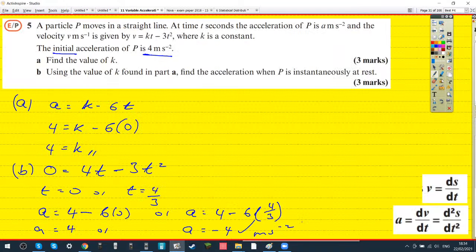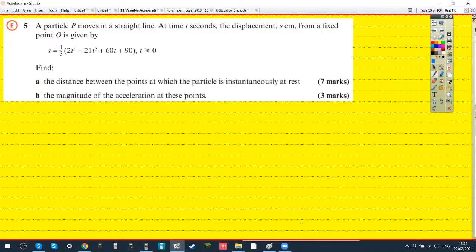Grand. Yeah, so that one, you have to use if it's at rest, velocity is 0. You have to use that to get the time when it's at rest, and then sub that time into the acceleration one to get the acceleration. Yep, it's good on. Let's try this one.